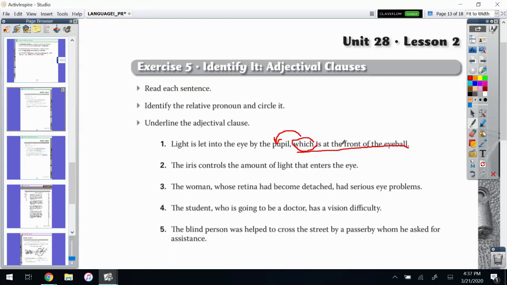Number 2, the iris controls the amount of light that enters the eye. What is our relative pronoun here? That's right, that. Now, our adjectival clause is that enters the eye. And our antecedent, the iris controls the amount of light that enters the eye. We're talking about light here. Do the rest by yourself, and when you turn it in, I will check these as well.